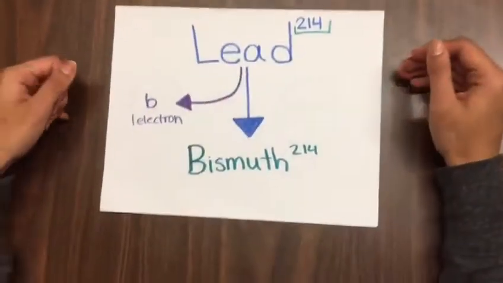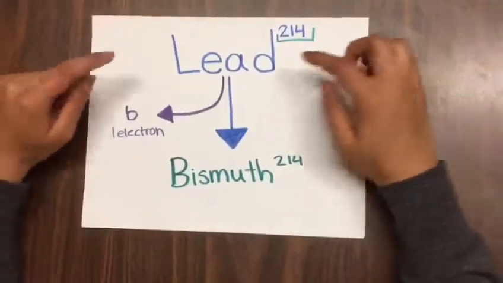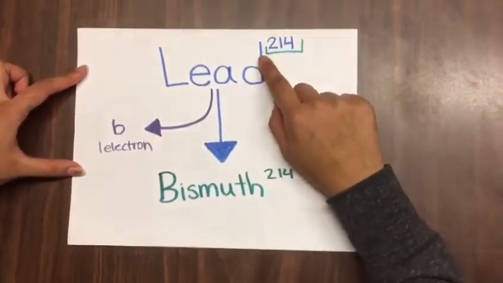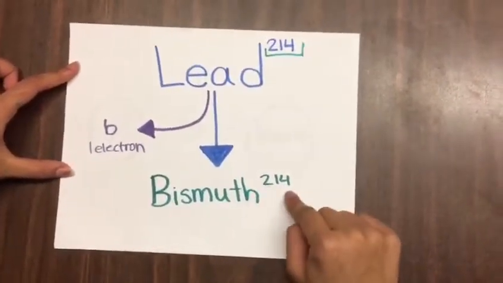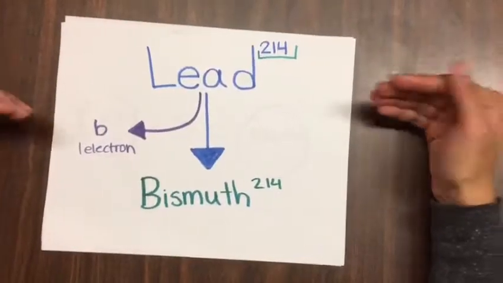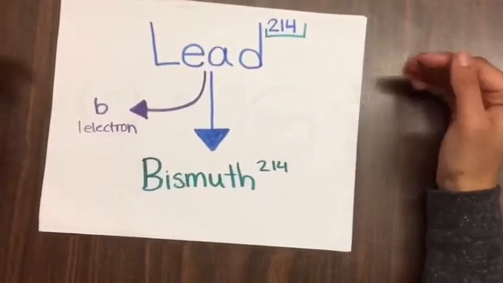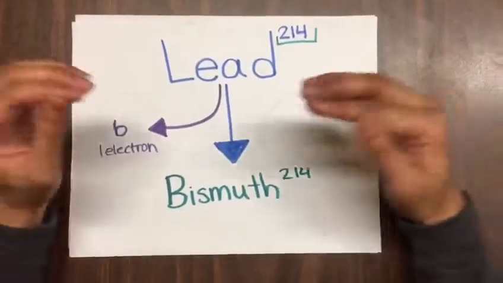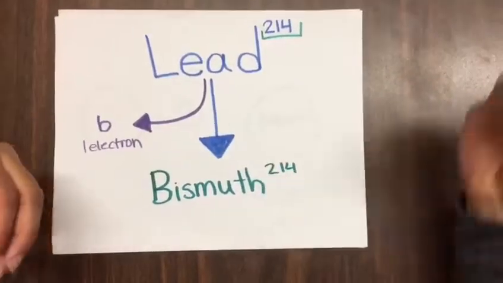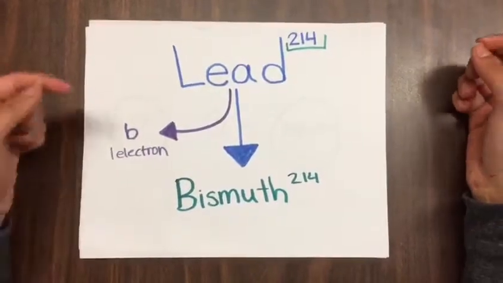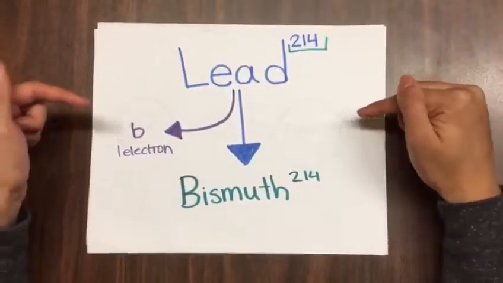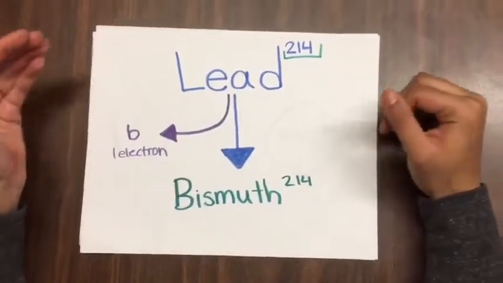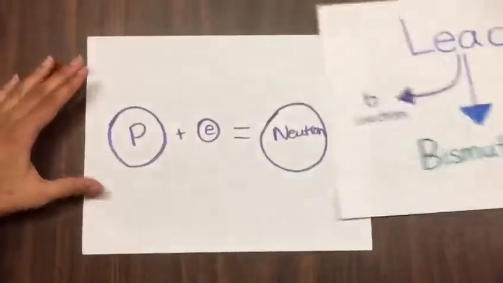This is another example from the uranium decay chart. In this example, the element lead turns into bismuth. But as you can see, 214 and 214, so the atomic masses stay the same. But how can atomic mass stay the same if one element turns into another element? In order for an element to turn into another element, the proton number must change. So we can conclude from this that even if the atomic mass stays the same, the proton number differs.